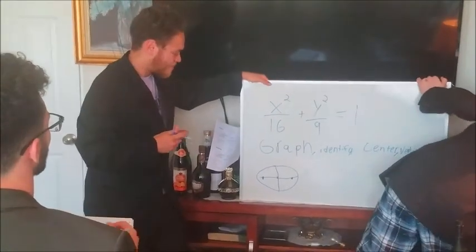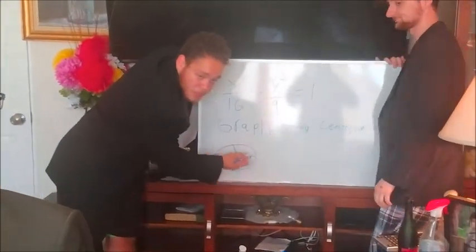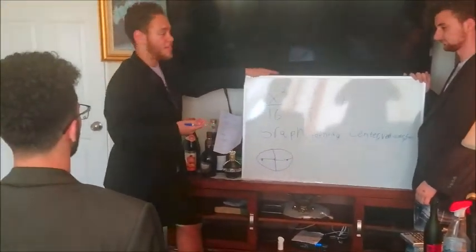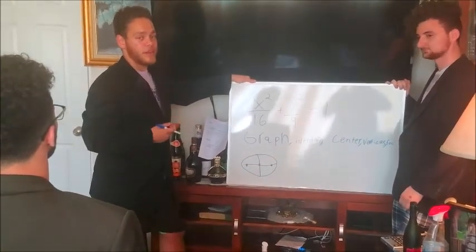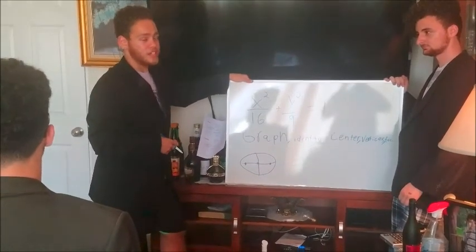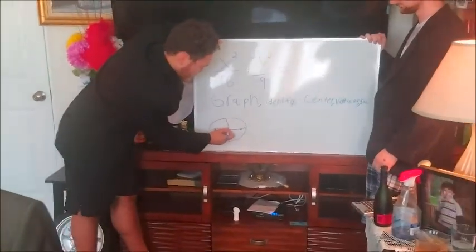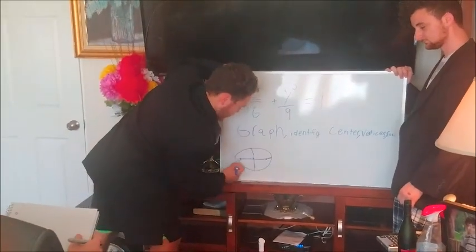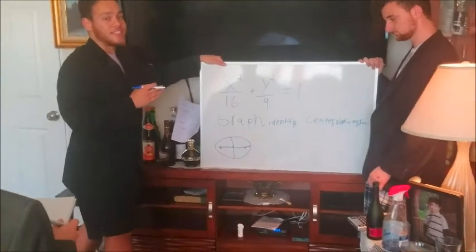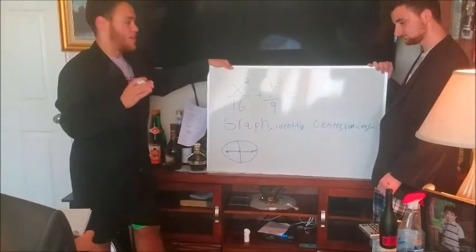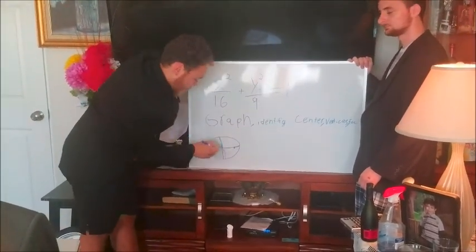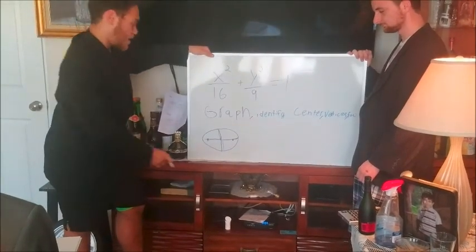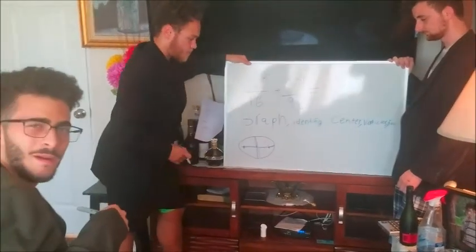Alright class, this here is an ellipse. As you can see, it's similar to a circle, but different in many ways, as it has a more oval-like shape. This is the center of the ellipse. This line right here is the major axis. It is the longer side of the ellipse. This is the minor axis, the shorter side. And these right here are the foci.